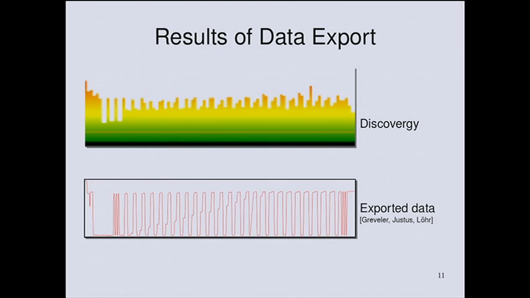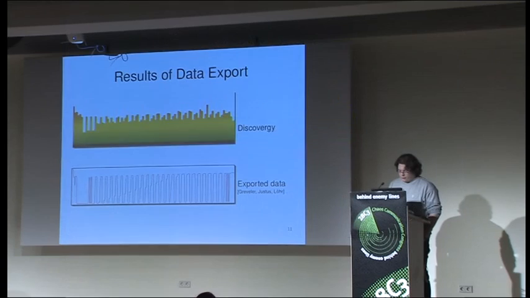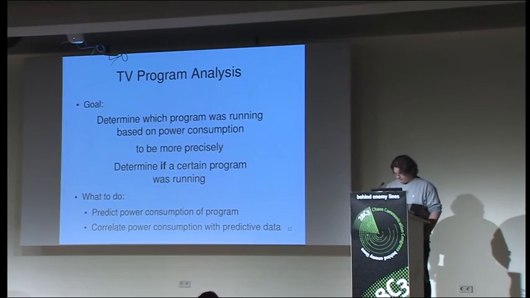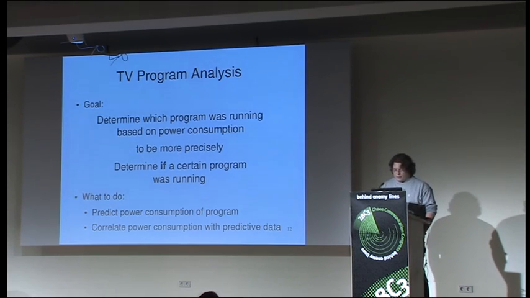The upper image is from the Discovery web GUI. At the bottom you see the predicted data plotted with GNU plot. Our goal is to determine which program was running based on power consumption. That is not possible, so to be more precise, we want to determine if a certain program was running.